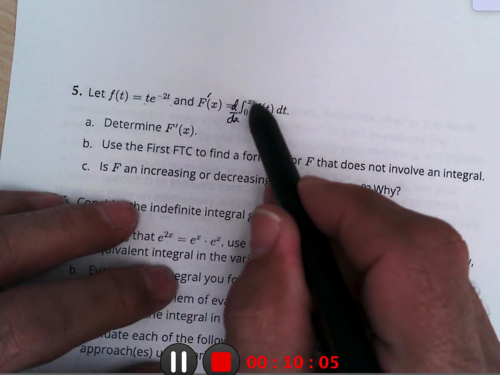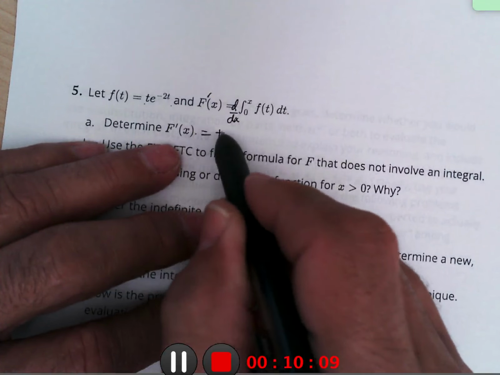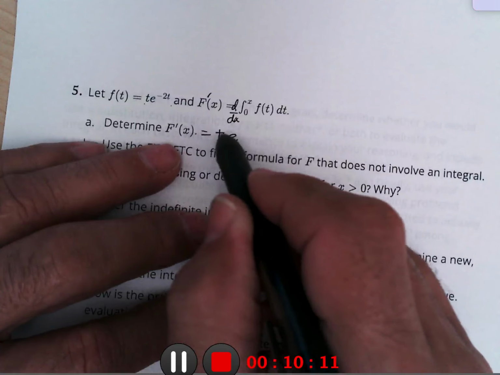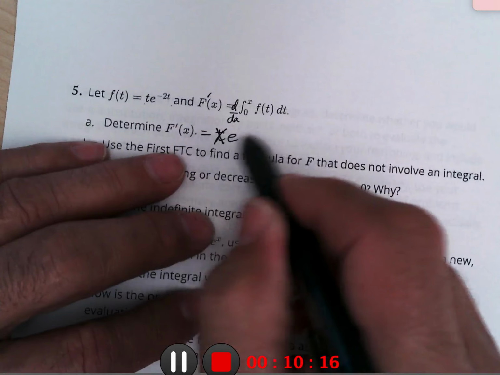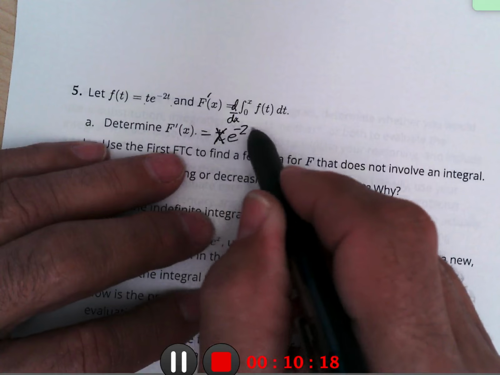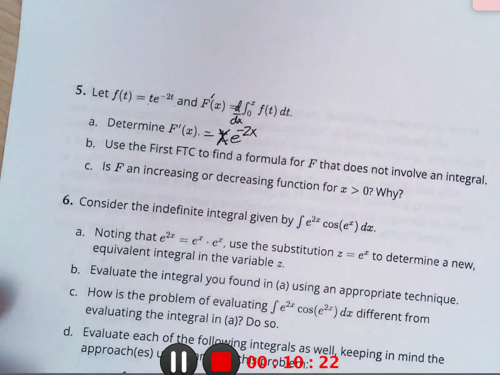So it becomes t becomes x. So x e to the minus 2x. And the derivative gets rid of the plus c, so there's no plus c.